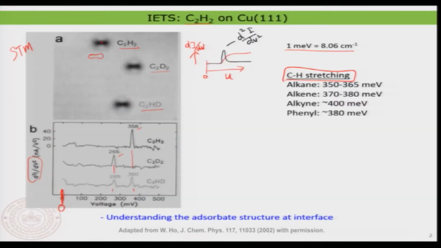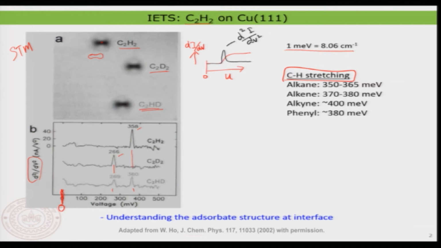So, this is quite interesting. Now, if I call this molecule C2H2, I would expect one CH frequency. And for this molecule also I would expect one CH frequency, and for this molecule I would expect 2 vibrational excitations, because you have the CH vibration and also the CD vibration. Now, the question is, why are they different?